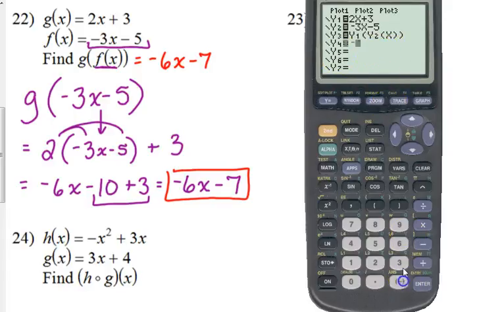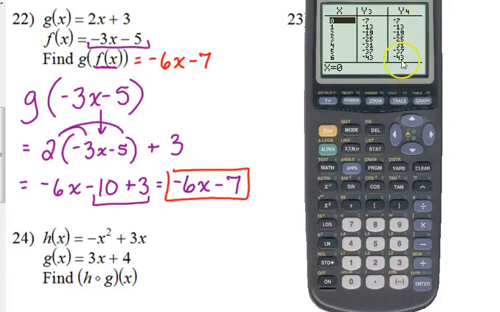Now what we need to do is type in what we think the answer is, negative 6x minus 7. Now, so that we're not looking at so much stuff in the table, I don't know if you know this, but you can scroll up, and where that equal sign is highlighted, you can move your cursor over there and press enter, and it'll unhighlight it. So we want to unhighlight the first two, because we're only concerned about is y3 equal to y4. And then go to the table, and you look at the y values and make sure they all match up.